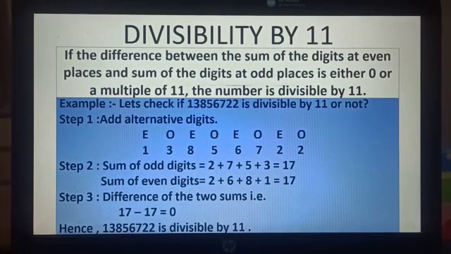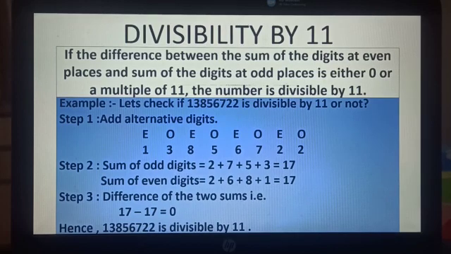Now, divisibility by 11. If the difference between the sum of the digits at even places and sum of the digits at odd places is either 0 or a multiple of 11, the number is divisible by 11. Let's check if the given number is divisible by 11 or not.